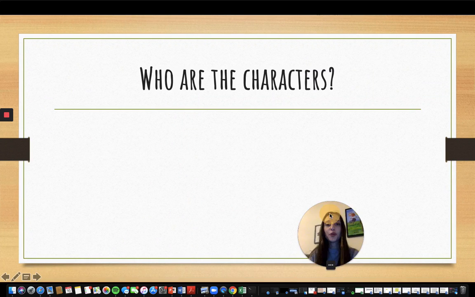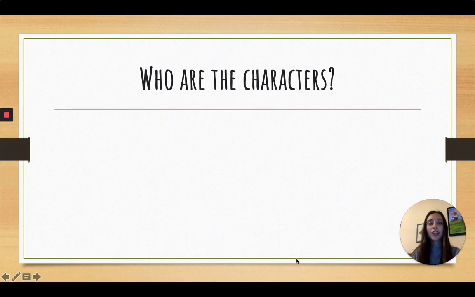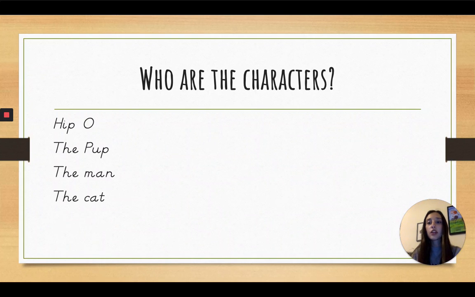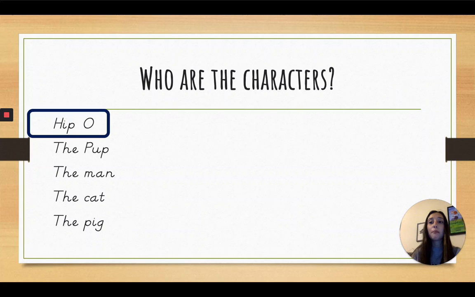All right, so who are the characters? Who are the characters in my story? So I want you to think about that for a second and then we can come up with the answers together. So first I have Hippo. That's right, I have Hippo. I have the pup, the man who was selling the different animals, the cat, the pig, and I know that Hippo was my main character. We mainly focused on Hippo throughout the story. So I have him circled there in blue. So hopefully you were able to find all of those different characters.